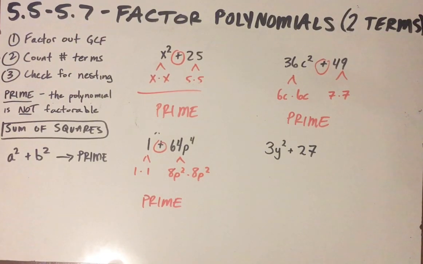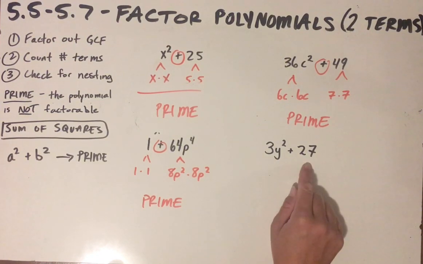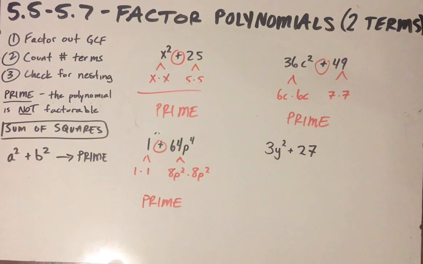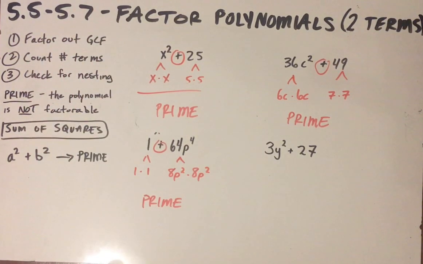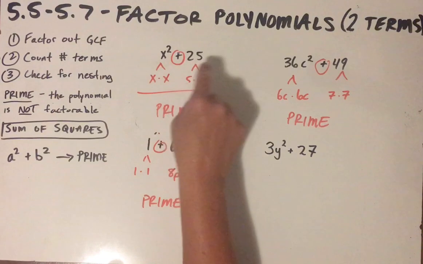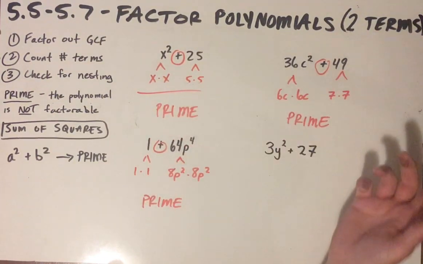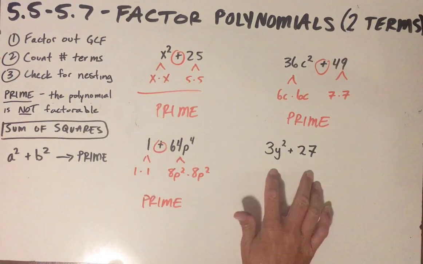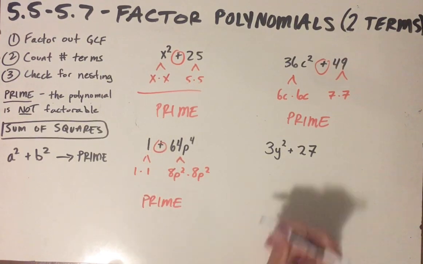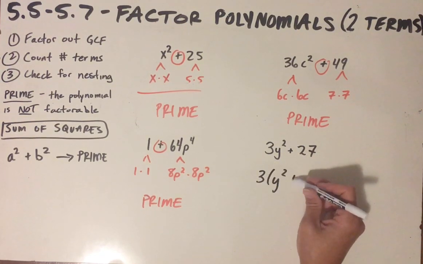But this one isn't a perfect square. 3 is not a perfect square, and neither is 27. So I'm going to have to go back to my steps and factor out a GCF. I know that this one didn't have a GCF because it didn't have an x and didn't have a constant, but these ones I didn't really check. I should have, and this one is just 1, so there's no GCF there. Here there's a GCF, and the GCF is 3. When I factor out a 3, I get y squared plus 9.